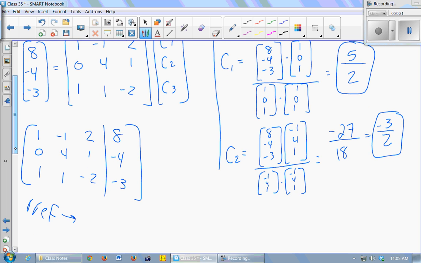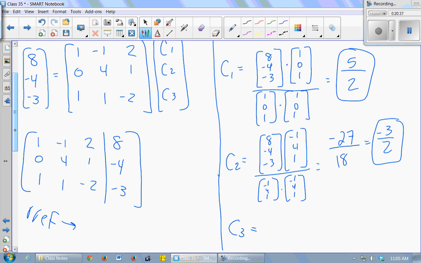And then one more. C3 is going to be my x dotted with u3, which is 16 minus 4 plus 6, over u3 dotted with itself, 4 plus 1 plus 4. So it's 18 over 9, which is 2. So there are my weights.